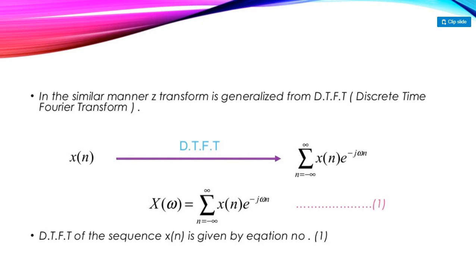Okay, so in this case, x of omega is equal to the summation from minus infinity to plus infinity of x of n e to the power minus j omega n. That is the basic formula for the Z transform, where the Z transform is applicable to the discrete time Fourier transform, and Laplace transform is used for the continuous time Fourier transform. Okay, so let's proceed.